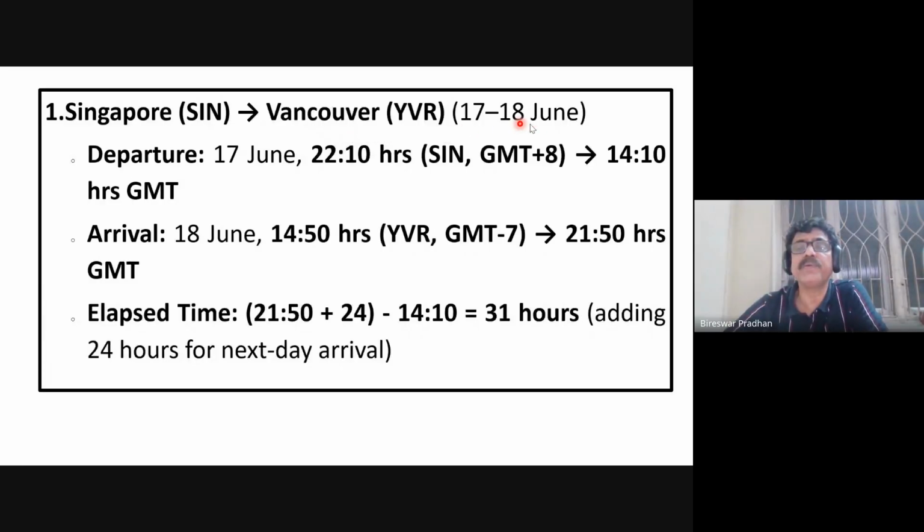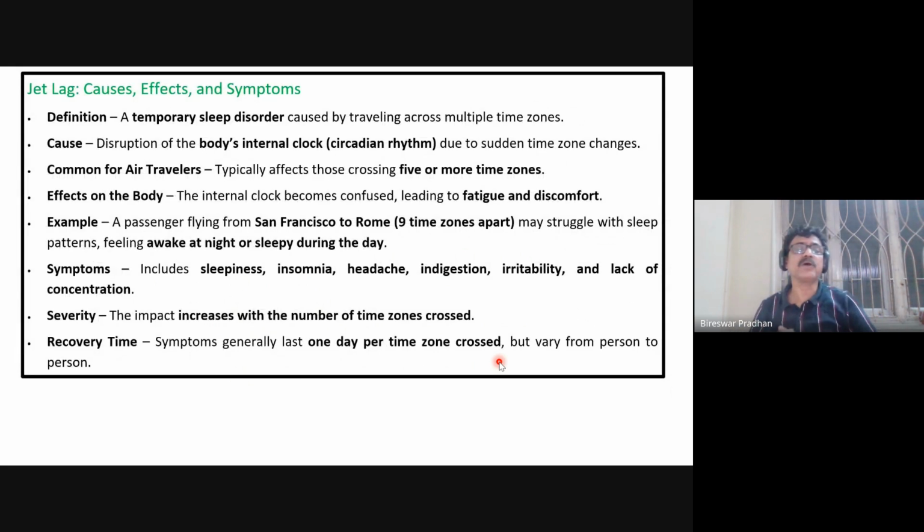Departure on 17 June at 2010 hours, GMT plus 8, which is 1410 hours GMT. Arrival on 18 June at 1450 hours, which is 2150 hours GMT. Elapsed time is equal to 2050 plus 24 minus 1410, which is 31 hours, adding the 24 for the next day to the arrival. Now, jet lag: what are the differences and symptoms?